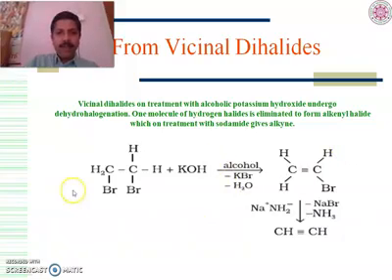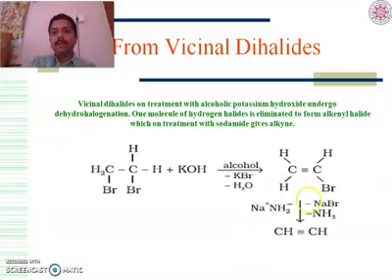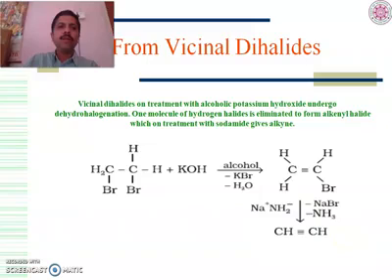If we react this vicinal dihalide with alcoholic potassium hydroxide, an elimination reaction occurs to give you vinyl halides or alkynyl halides. These alkynyl halides on treatment with a strong base like sodamide give you the alkyne. Actually, this is an elimination reaction. Two elimination steps occur to give you the alkyne. I will show you the actual mechanism by which alkynes are formed from vicinal dihalides in the next slide.